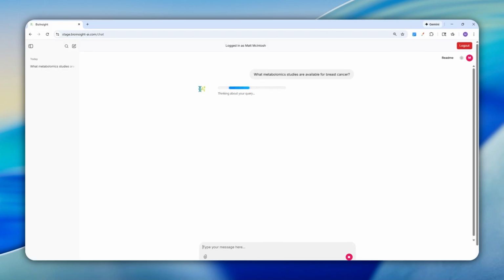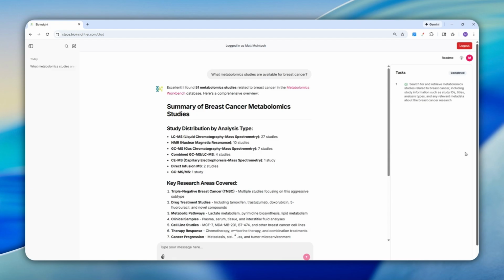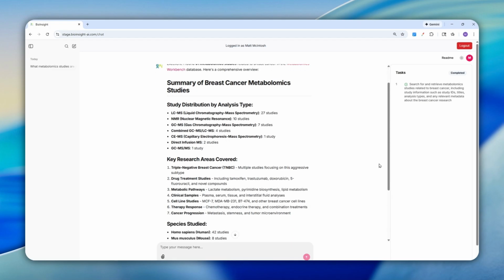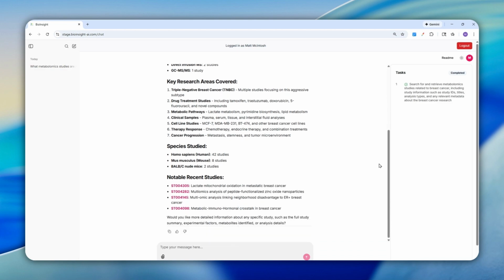So I ask, what metabolomics studies are available for breast cancer? BioInsight searches across the entire workbench and returns all breast cancer-related datasets, along with metadata like study design, sample types, platforms, and analytical methods. This helps me quickly identify studies that fit my research question.